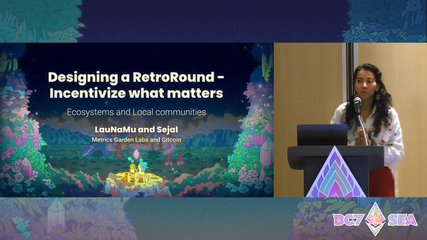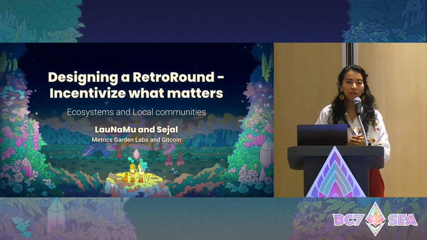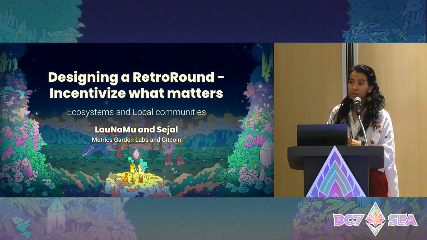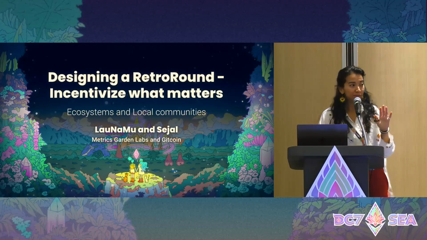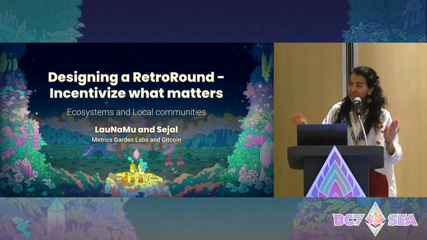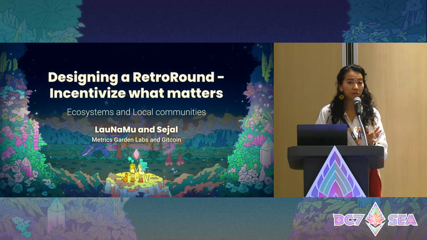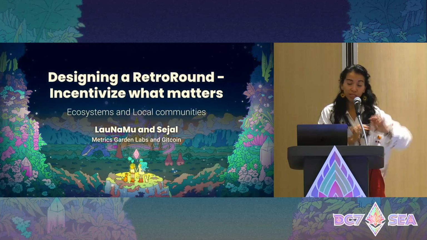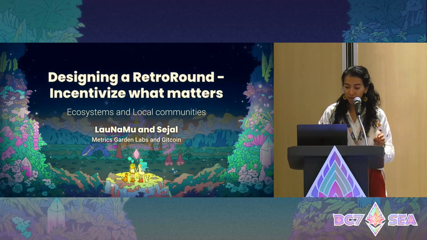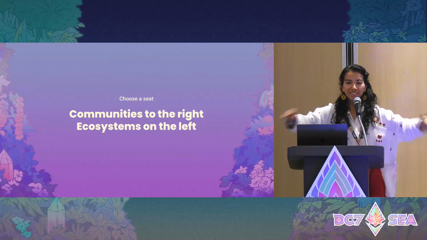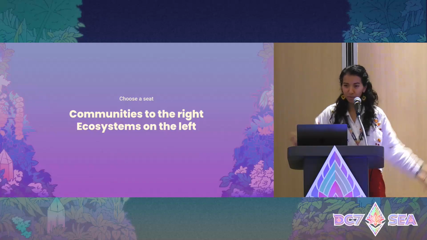So the exercise that we're going to be doing in this workshop is, I'm not sure how many of you are familiar with RetroRounds, retroactive funding rounds. Yes, I see some hands going up. If you're part of an ecosystem, like you are a protocol or you want to design a round to incentivize growth or different things in an ecosystem, we're going to ask you to please sit on the left side of this area. Everyone, please try to come over to the middle.